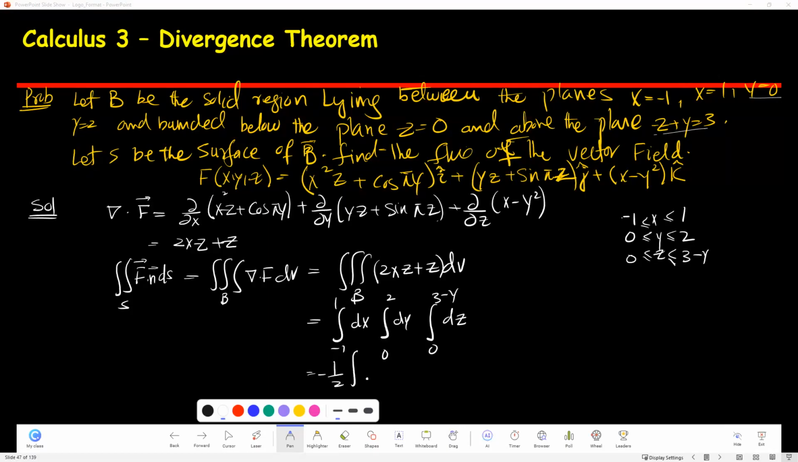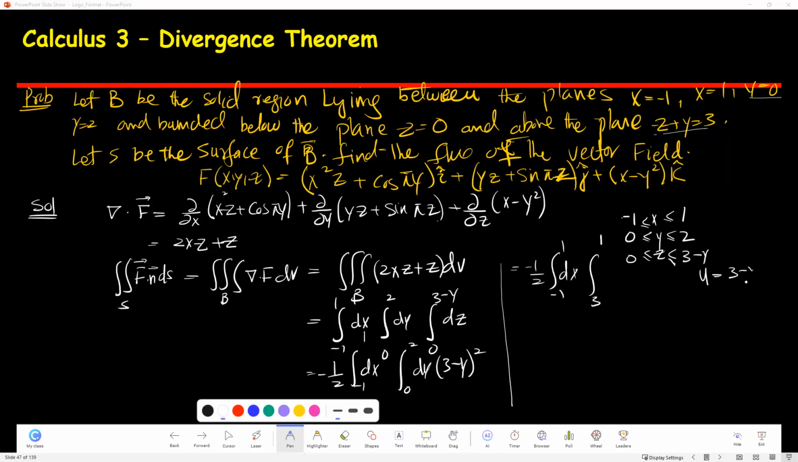And now take the integral, it's going to be a half with minus 1 to 1 dx, from 0 to 2 dy, and then 3 minus y squared. Then I'm going to write one more time, minus 1 to 1 dx. And what I did here, I really did the substitution, u equals 3 minus y, and then here du equals minus dy. This is what I did. And then du, and then u squared. Okay.